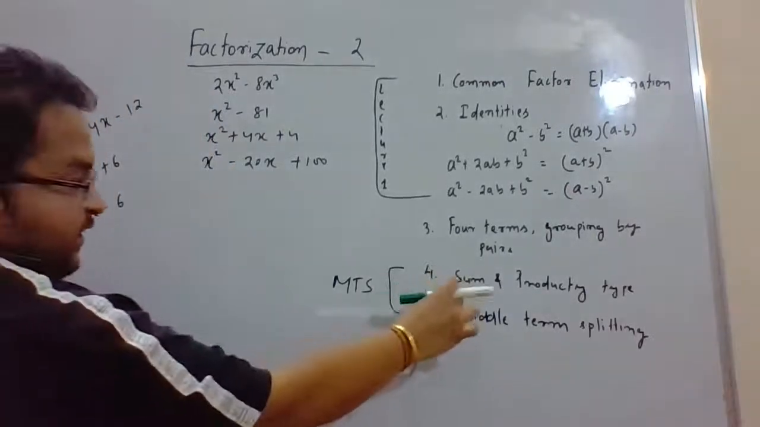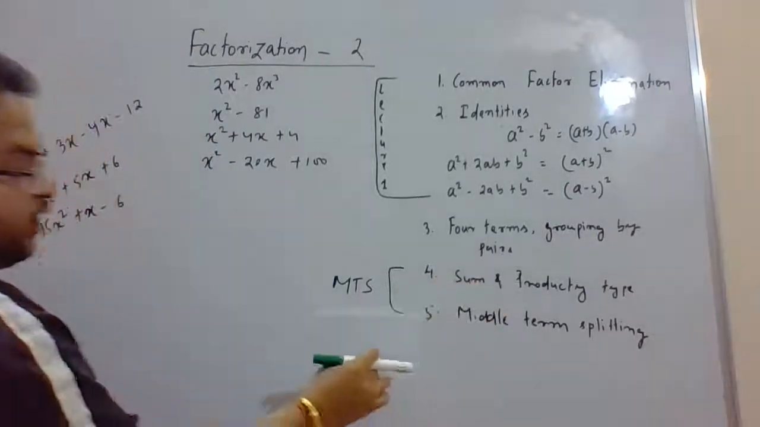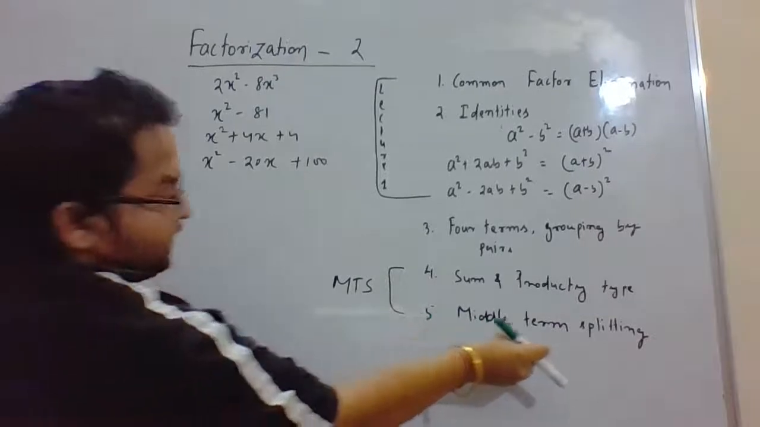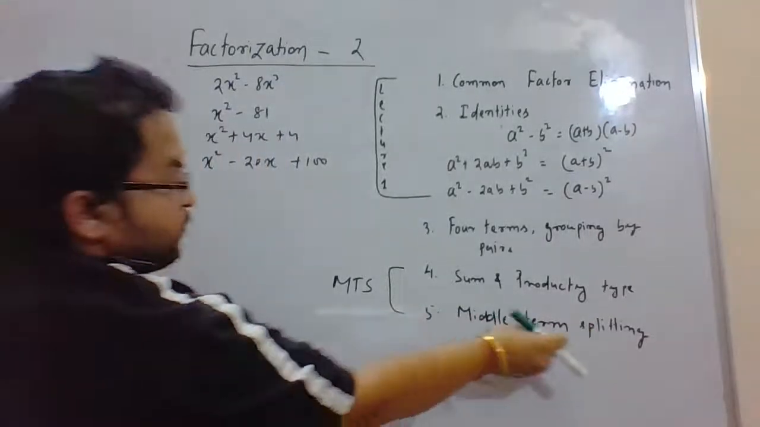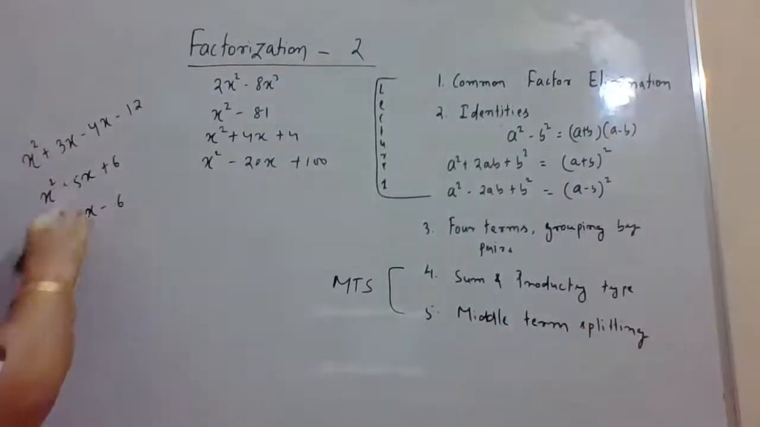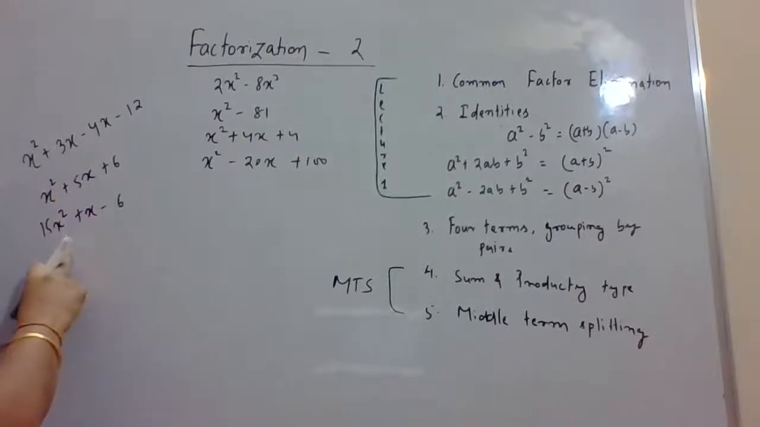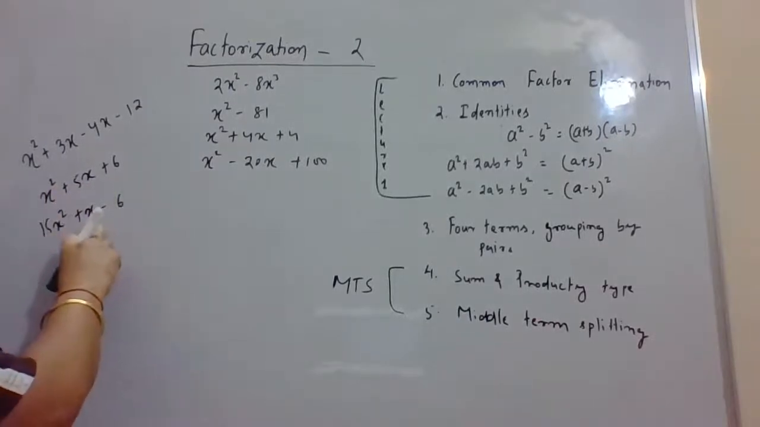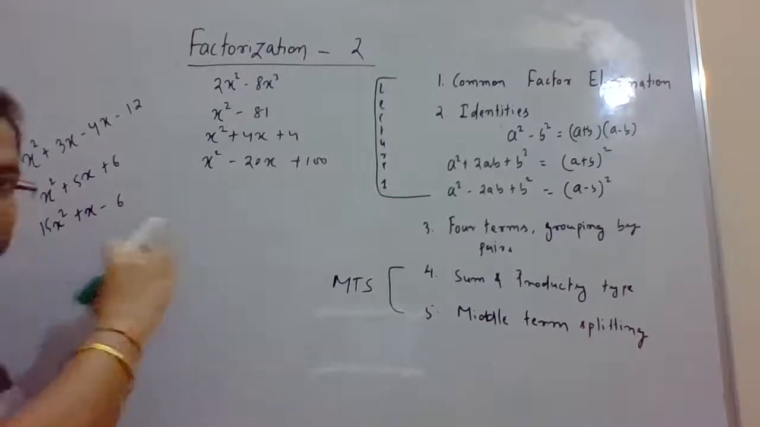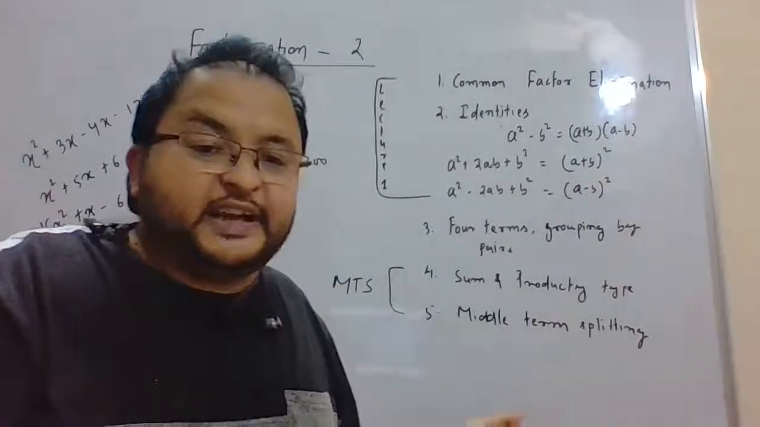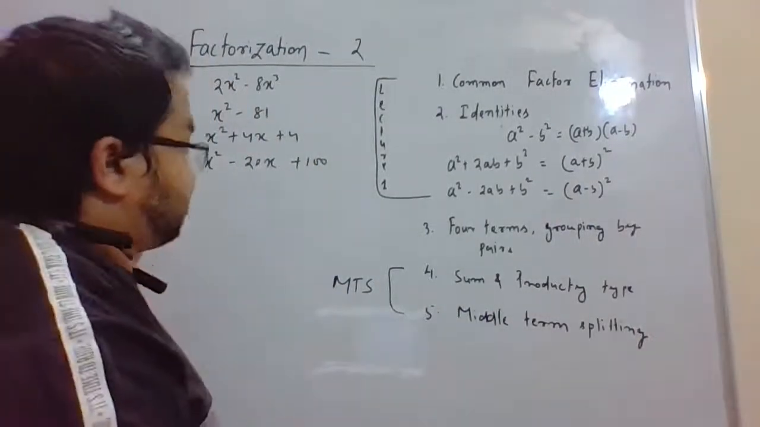And finally, when even this does not work, how do we use our last technique, that is the pure middle term splitting? Say if an expression is given as 15x squared plus x minus 6, then how should we factorize that? We will see that as well towards the end.